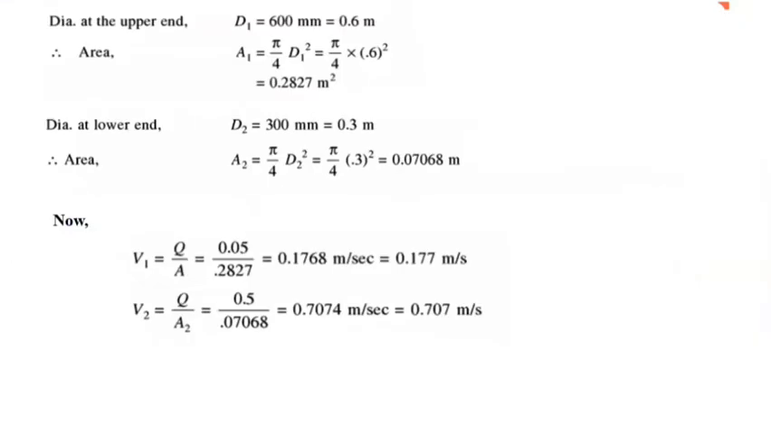So diameter at the upper end, that is D1, is given to you as 600 mm, which will be 0.6 meter. Compute out A1 from the formula pi by 4 D1 square, which you will get as 0.2827 meter square. Similarly, you are given the diameter at the lower end D2, which is 300 mm. Substitute the value of D2 in meters to get your A2 as 0.07068 meter square.